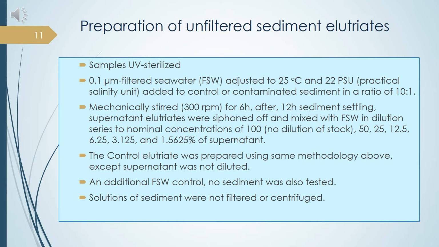The supernatant elutriates were siphoned off and mixed with filtered seawater in a dilution series to nominal concentrations of 100, which is no dilution of stock, and 50, 25, 12.5, 6.25, 3.125, and 1.5625% of supernatant. The control elutriate was prepared using the same methodology above, except that the supernatant was not diluted. And an additional filtered seawater control with no sediment was also tested. Solutions of sediment were not filtered or centrifuged for the entire test.